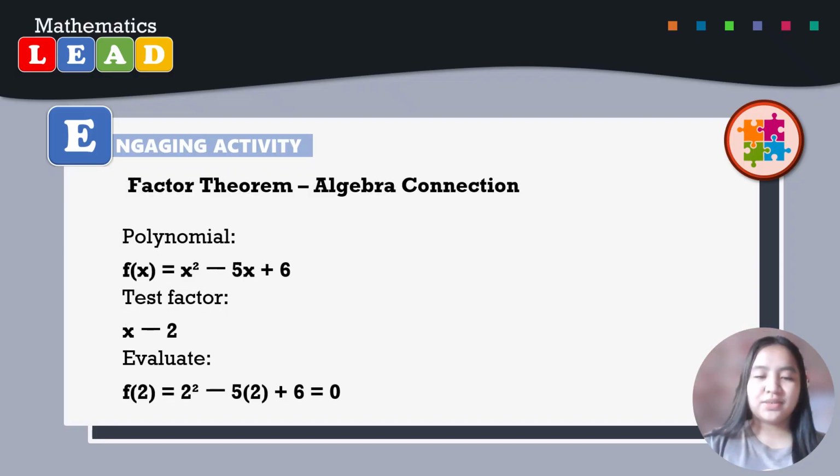We model this situation using the polynomial f(x) = x squared minus 5x plus 6. To check if 2 works perfectly, we evaluate f(2). Substituting, we get 2 squared minus 5 times 2 plus 6, which is equal to 0. Since the result is 0, x minus 2 is a factor of the polynomial. This means the trees can be arranged evenly. The factor theorem helps us determine when division is exact or a perfect fit.